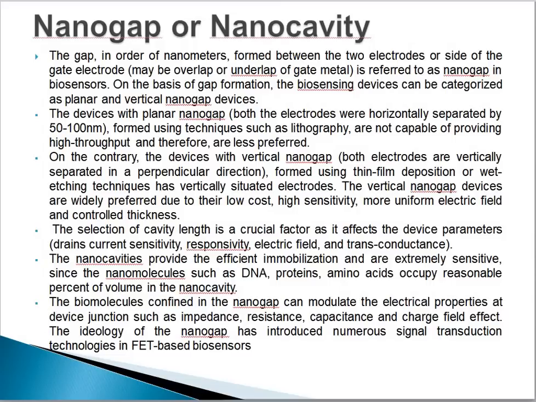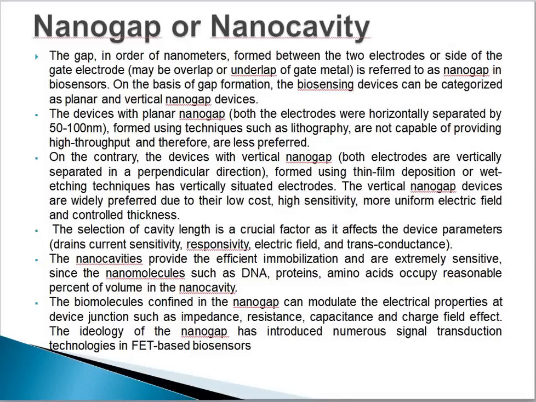First is, what is a nanogap? The gap, in the order of a nanometer, formed between the two electrodes or the side of the gate electrode. It may be an overlap or underlap of the gate metal. It is referred to as a nanogap in the biosensor.